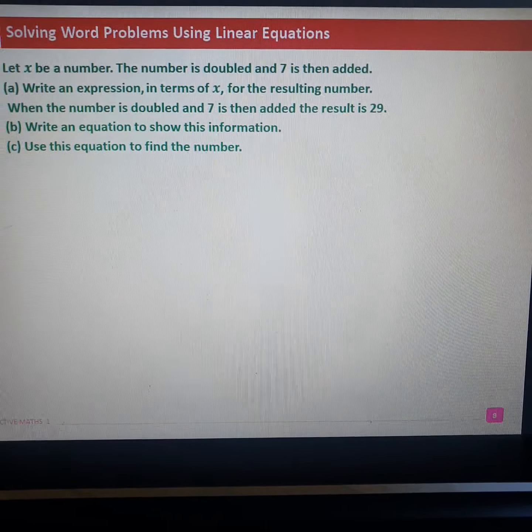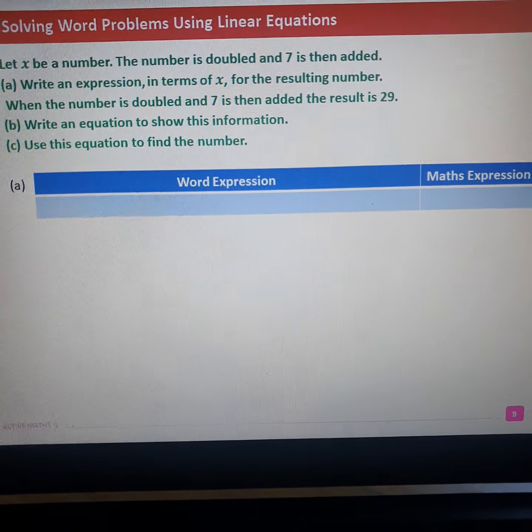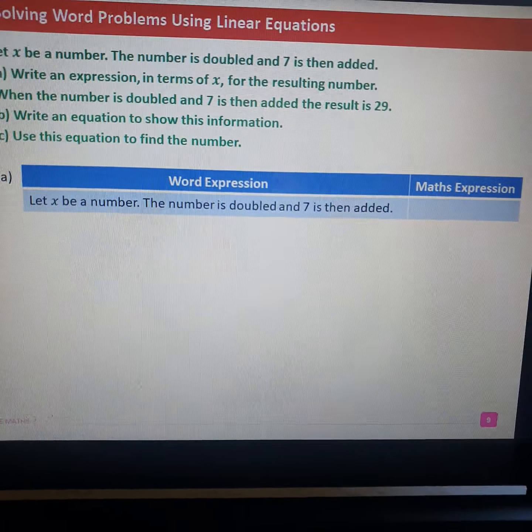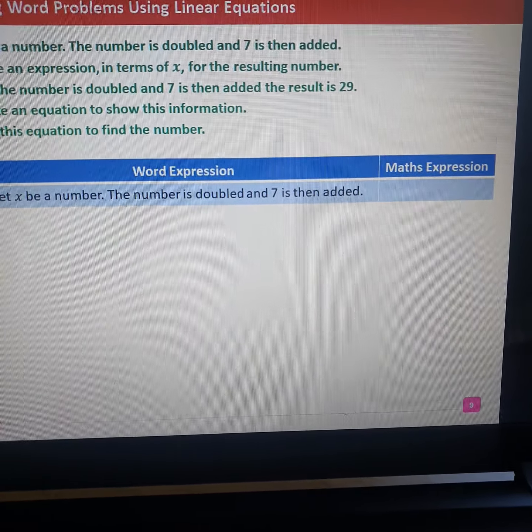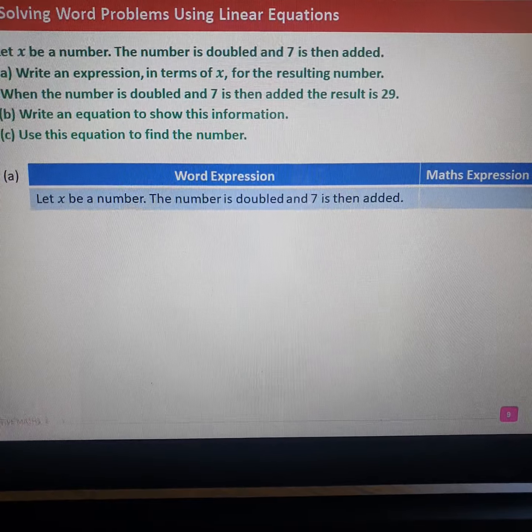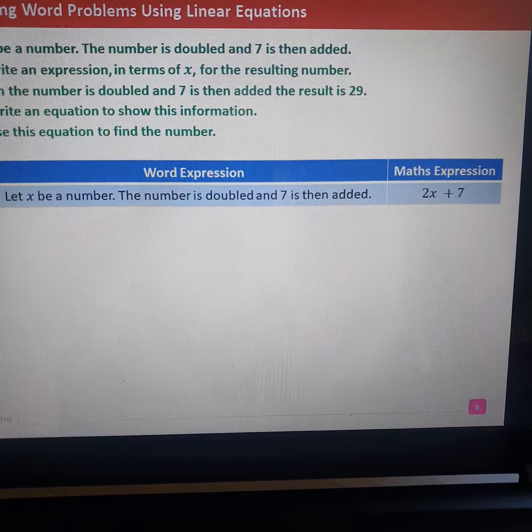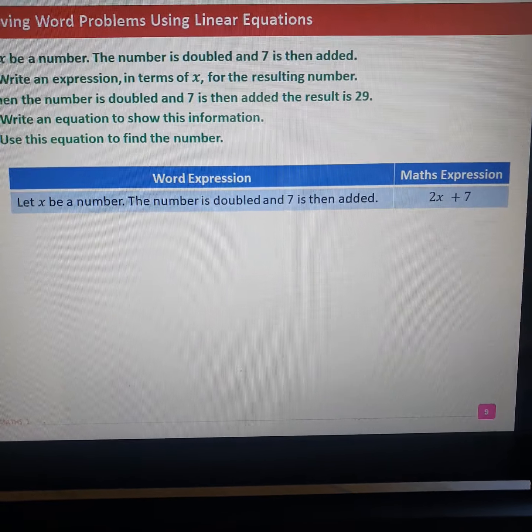Okay, so the first thing is we write an expression. So word expression, let x be the number. We'll always let x be the number. You can let y be the number as well, but it's easier we deal with x's more. So let x be the number. The number is doubled and then added. So we'll have 2x and 7 is added, 2x plus 7, okay?